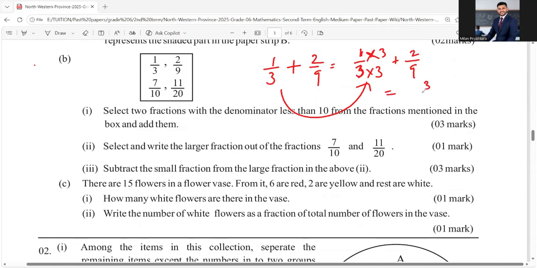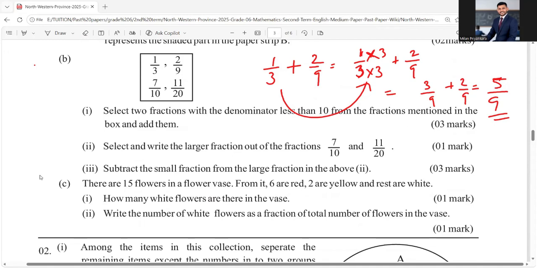So you get 3 over 9. This 1 over 3: 1 into 3 is 3, 3 into 3 is 9, plus 2 over 9, which is equal to. Now you have the common denominator, 3 plus 2 is 5. The answer is 5 over 9. Right. 5 over 9. Okay.